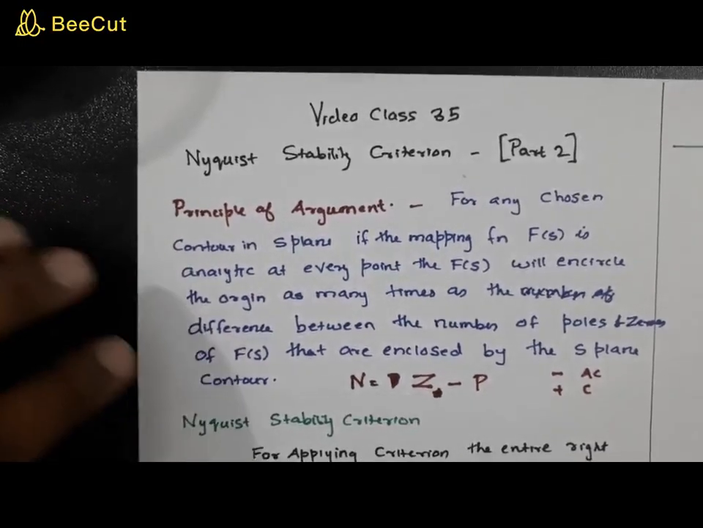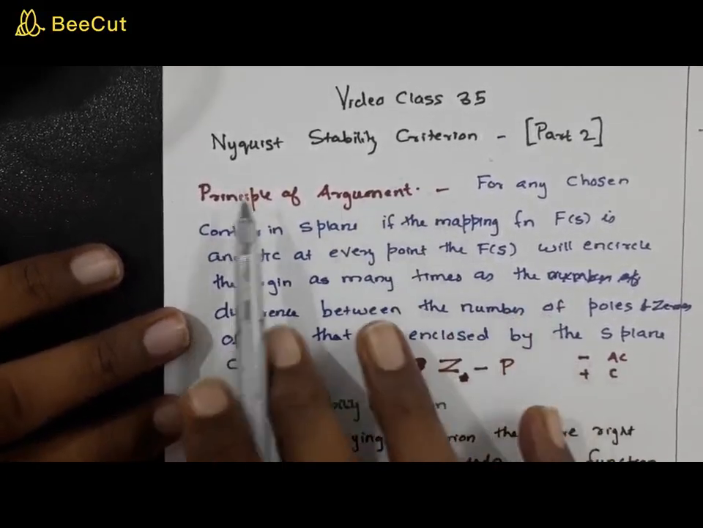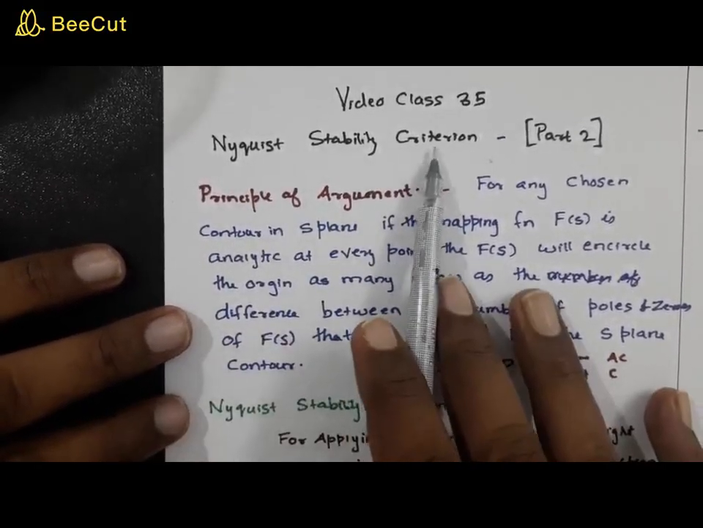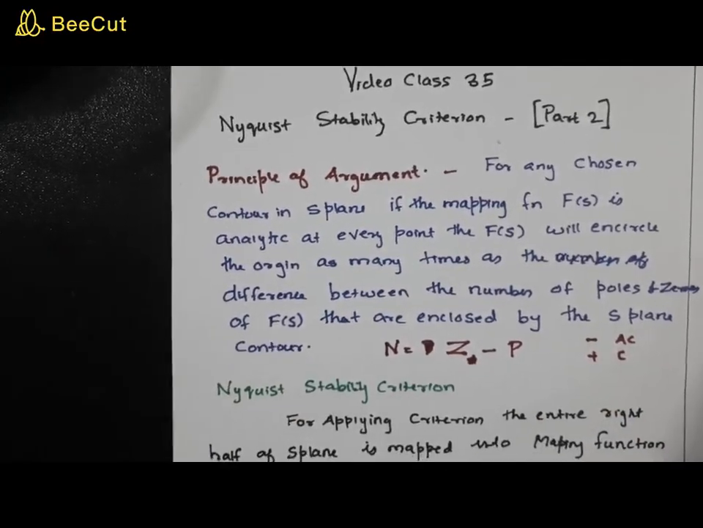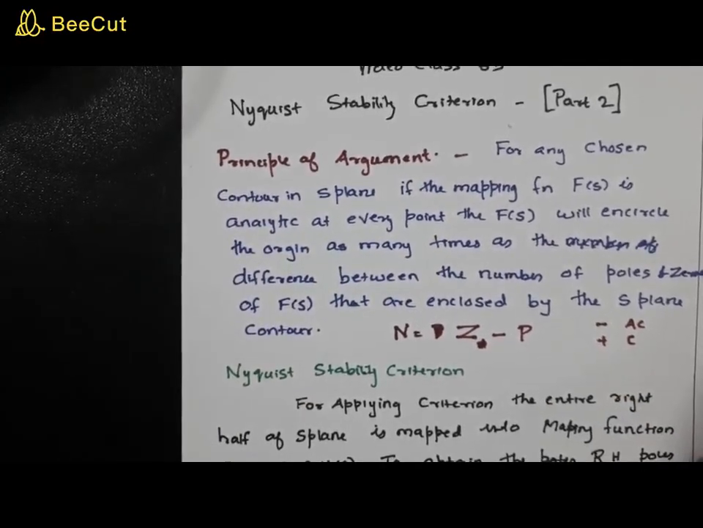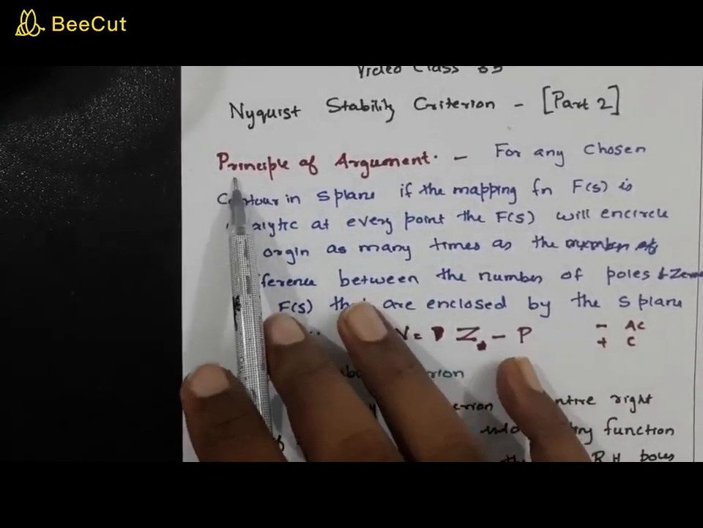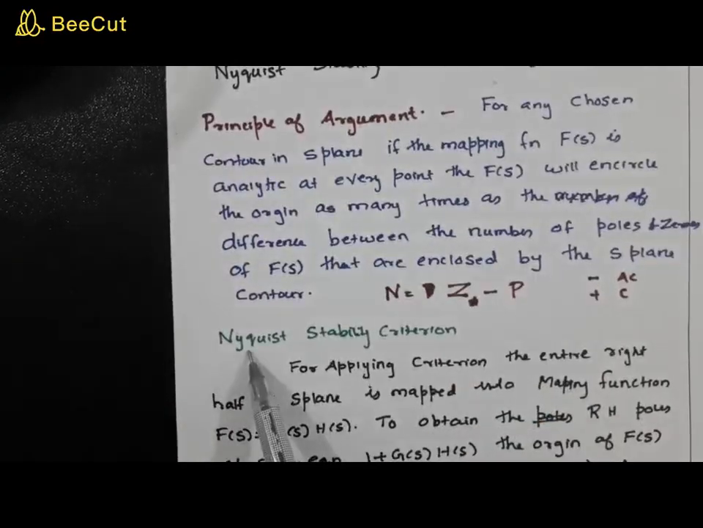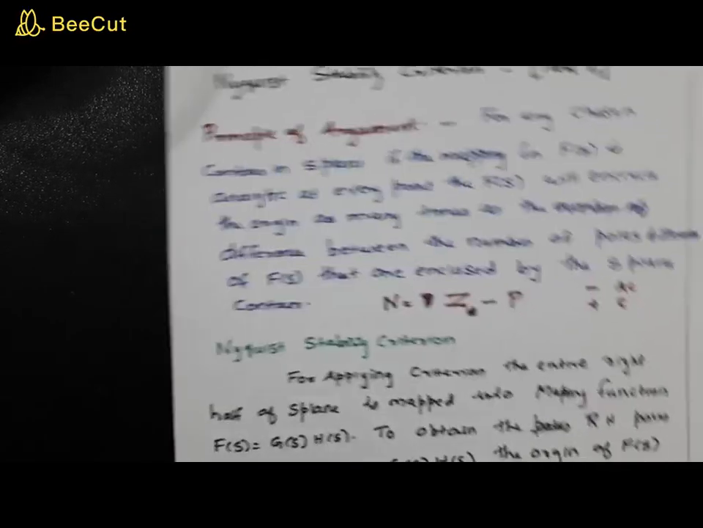So welcome students to video class 35, and we are continuing our discussion on the Nyquist stability criterion, and this is part 2. In the last video we concentrated on two aspects: one is the principle of argument, the other one is the Nyquist stability criterion. Now, what is this principle of argument?